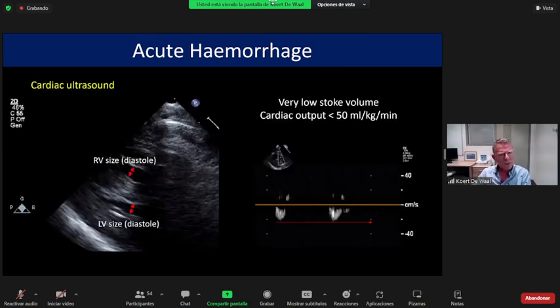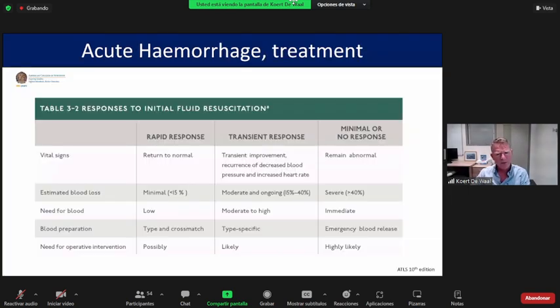We perform cardiac ultrasounds at the bedside. This is not a moving image, but this is supposed to be a long axis view on the left of your screen, where you're supposed to see the left ventricular size in black and the right ventricular size in black in the first few hours after birth. And in this baby, you could barely see it. There was also a very low stroke volume with a cardiac output less than 50. It's supposed to be at least 150 in newborn babies. We gave the baby some fluids.